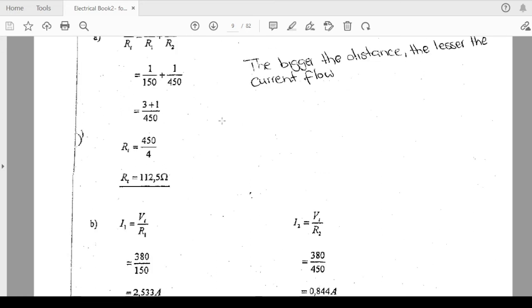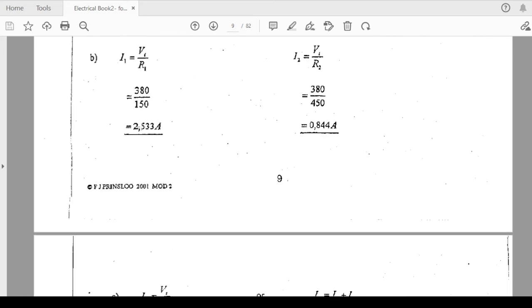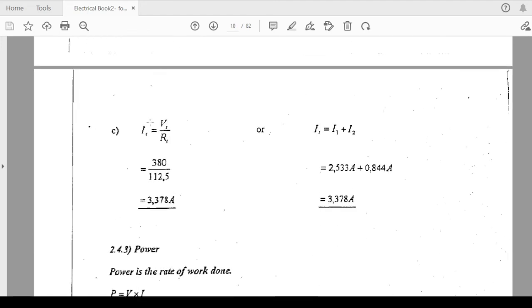So now they're asking for total current flow, of which you can add these two together, or you can use Ohm's law. So they are using Ohm's law here. You see, IT equals VT over RT, total voltage over total resistance. There is the current. Or you can add I1 plus I2.